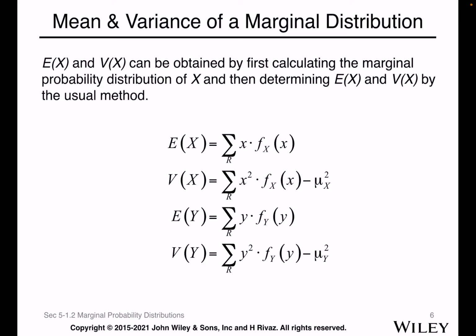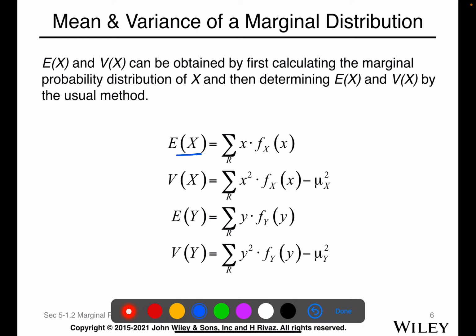But now assume that we have a two-dimensional distribution, right? Think about the number of bars you get on your cell phone and the response time. Let's say you want to calculate the expected value for the response time, or the expected value for the number of bars on your cell phone. That is basically the expected value of a marginal distribution. So basically we want to calculate the mean value for x, or the mean value for y.